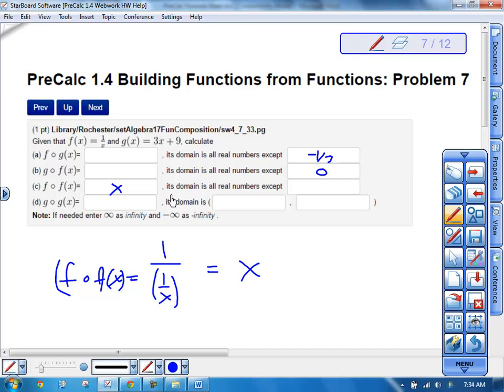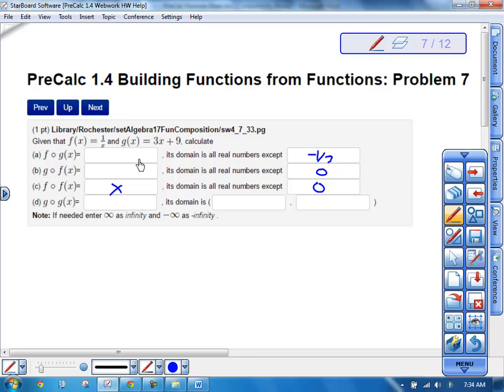But the only problem with that is, in the original function f of x right here, we couldn't have 0. So that means we can't have 0 still. Because what this function really is, is a manifestation of this composition, and in the original function we can't have 0, so we can't have 0 in our composition. That's a tricky part.